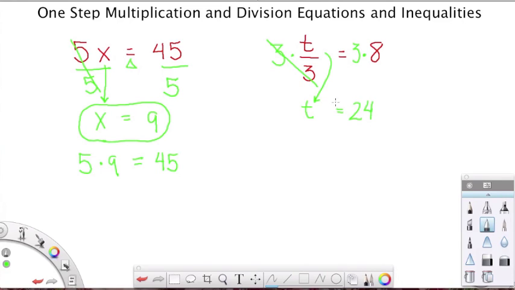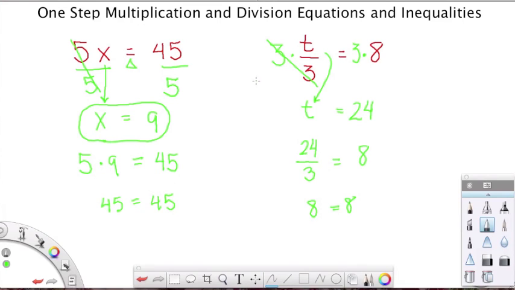Okay, and let's check our work. So we go back to our original equation, and we want to evaluate it. So we take t, which is 24. We substitute t with 24 divided by 3, and then is that equal to 8? Sure is. 24 divided by 3 is 8. 8 is equal to 8, and just like over here, 45 is equal to 45.